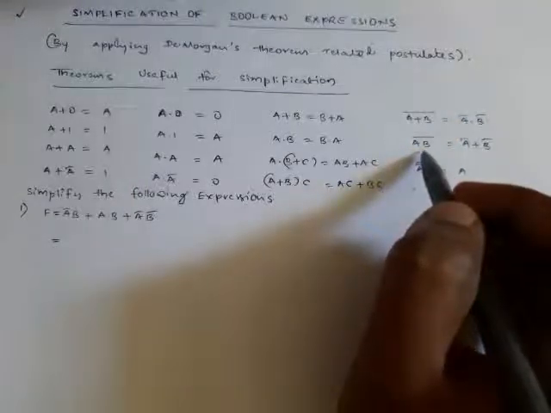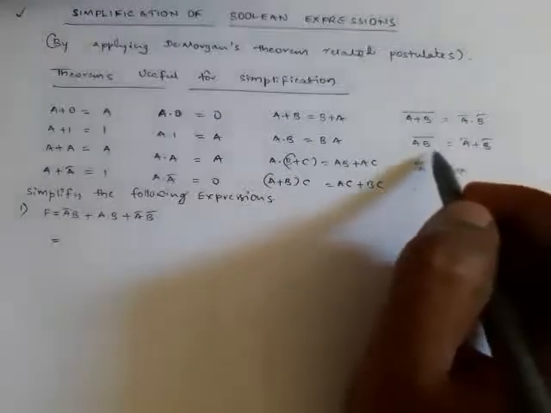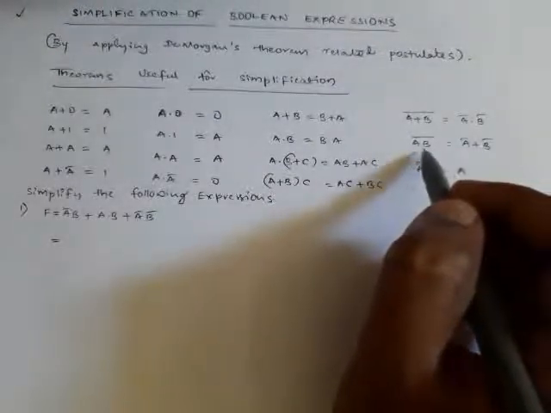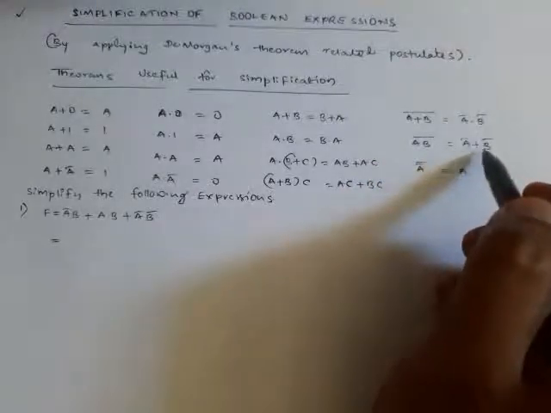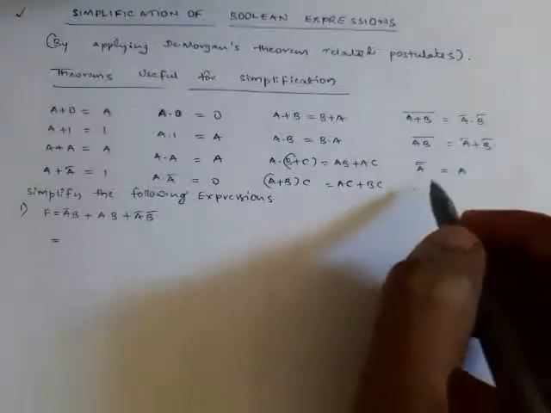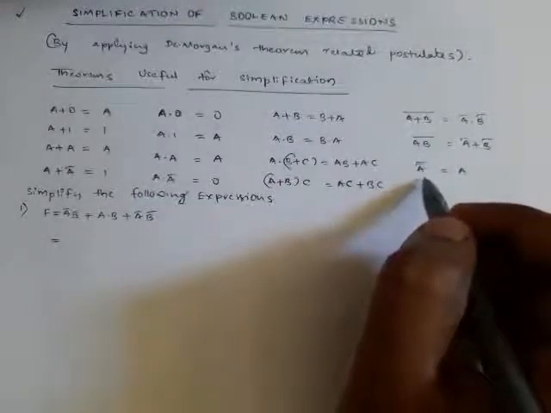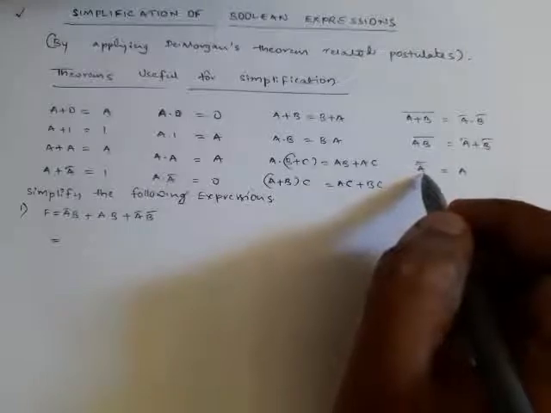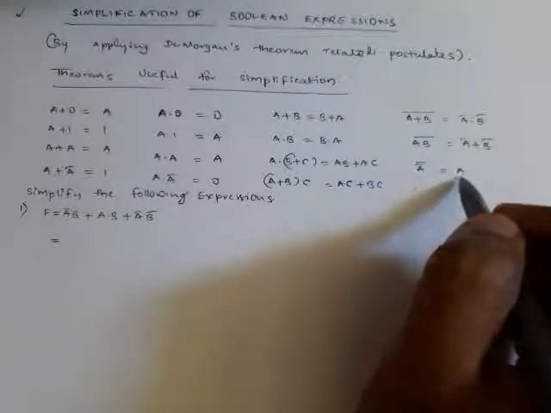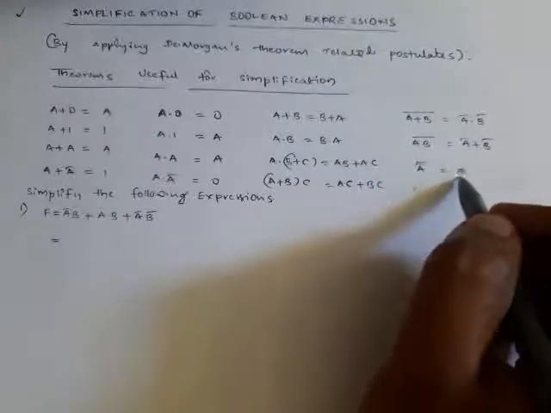Similarly, we have (ab) bar equals a bar plus b bar, that is, the complement of the product of variables equals the sum of the complements. And one property of complementation is that when you take the complement twice for any variable, it results in the same variable. That means a bar bar equals the variable a itself.